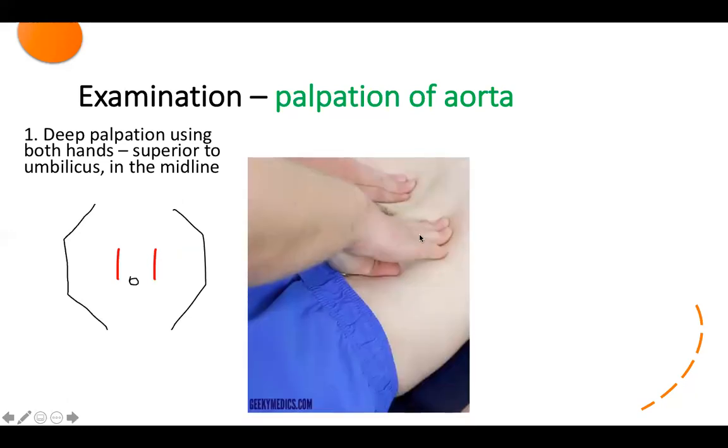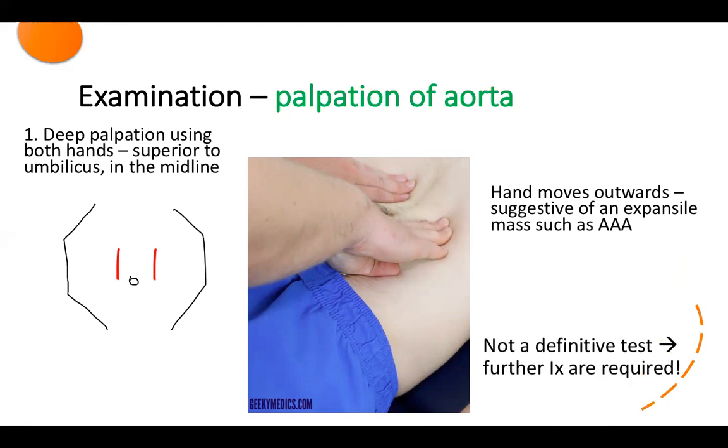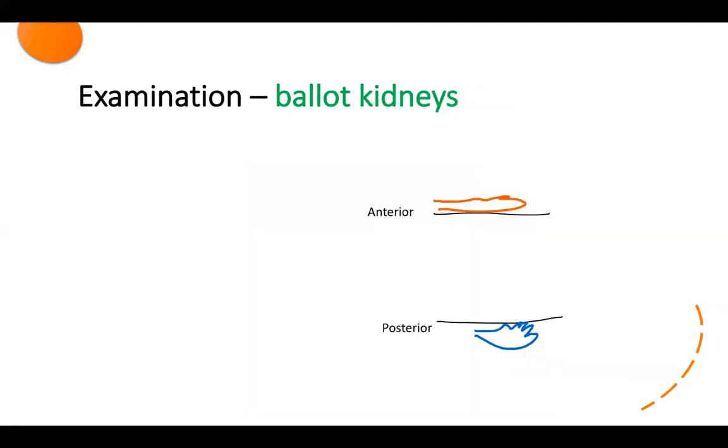And you put a good amount of pressure, sort of like when you were doing deep palpation. And when you do put that pressure, if you see that your hands move outwards, it could suggest an expansile mass. And that itself could indicate something like an AAA, which is an abdominal aortic aneurysm. But it's important to know that this is not a definitive test. It'll give you a good idea of what's going on, but you would require further investigations. Okay.